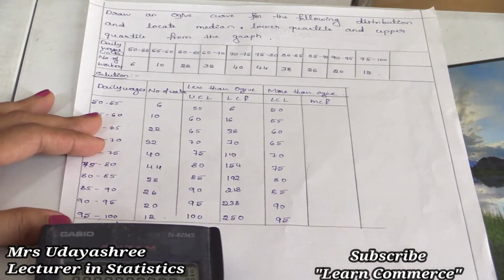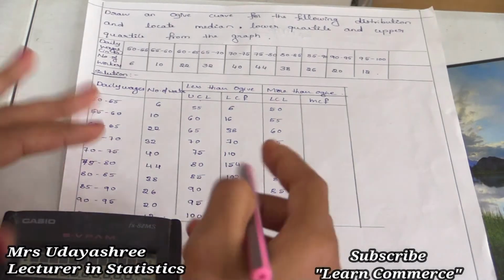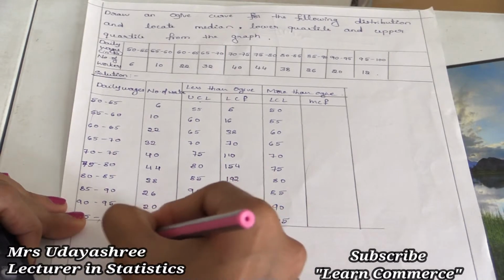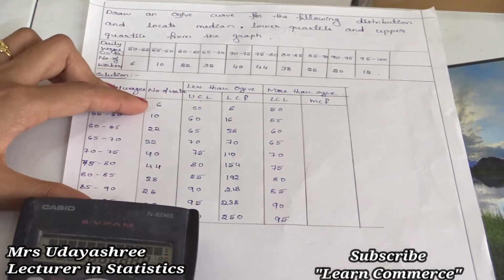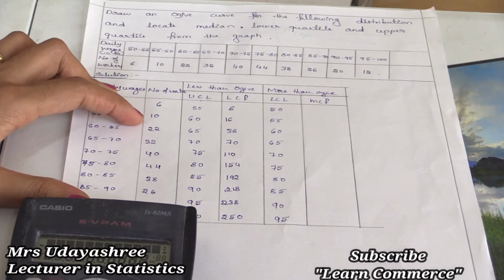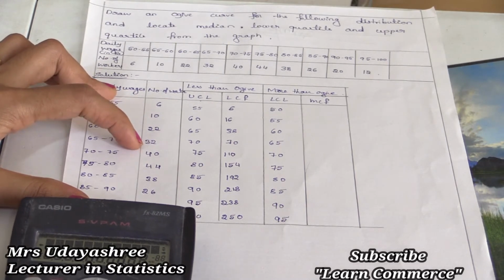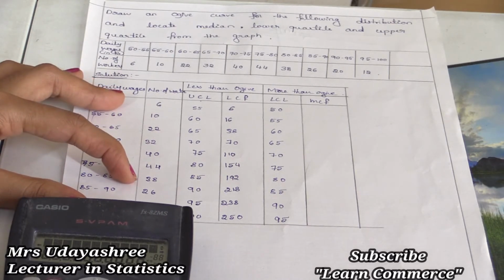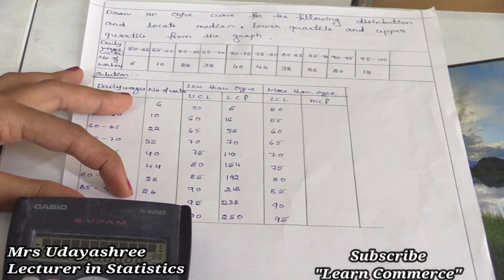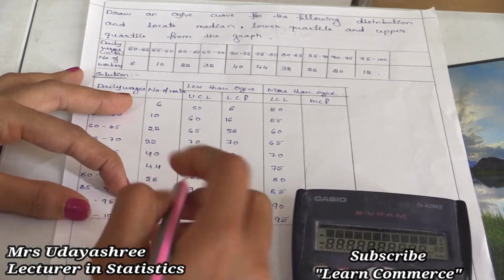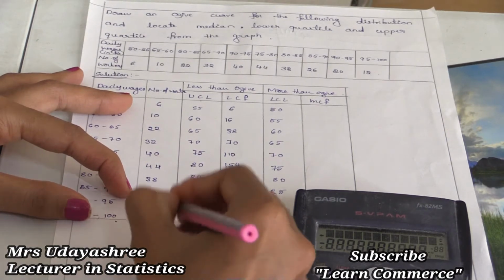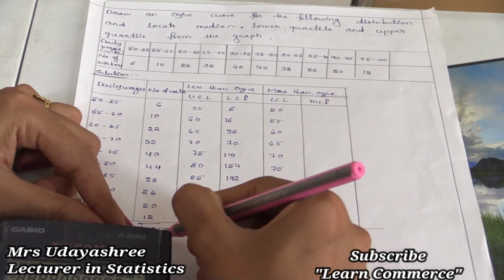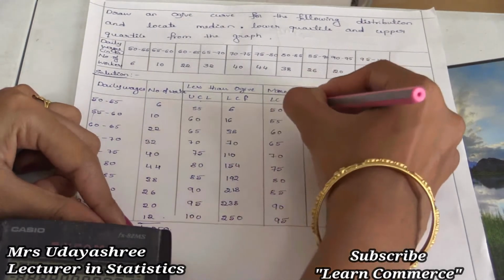Next, how to construct the more than cumulative frequency? First we need to find the total frequency. We know that total frequency is denoted by capital letter N. So the total frequency is 6 plus 10 plus 22 plus 32 plus 40 plus 44 plus 38 plus 26 plus 20 plus 12. So here capital N is 250. To construct the more than cumulative frequency, we write this 250 as it is here.